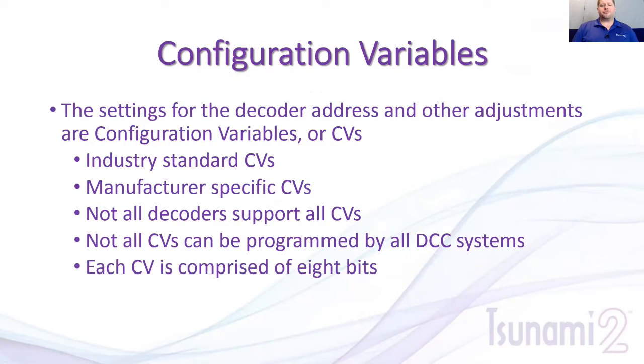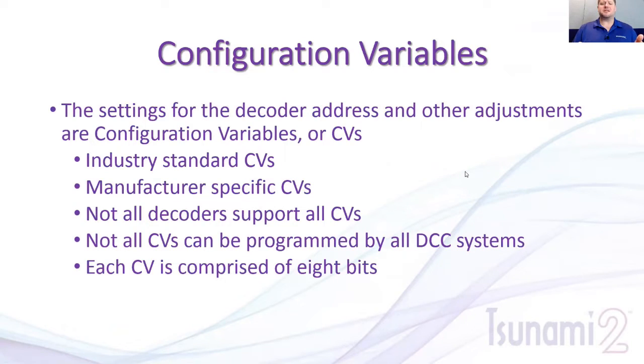A configuration variable, also known as a CV, is a way that allows us to adjust the way the decoder behaves. We're basically varying the configuration or the setup of your locomotive to make sure that the locomotive or the decoder behaves the way you expect it to.